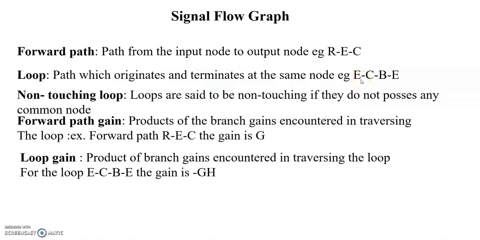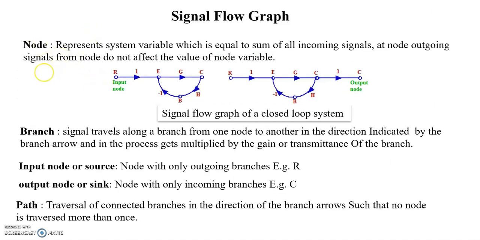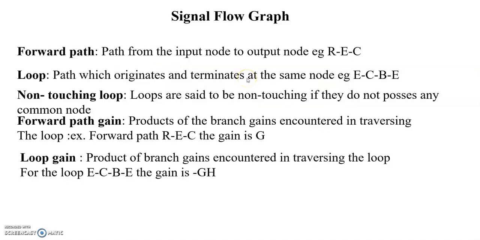Next one is the loop. A loop is a path which originates and terminates at the same node. Example, E, C, B, E. There is also B, which is one of the nodes. So E, C, B, E is one complete loop. Next, non-touching loops. Loops are said to be non-touching if they do not possess any common node.